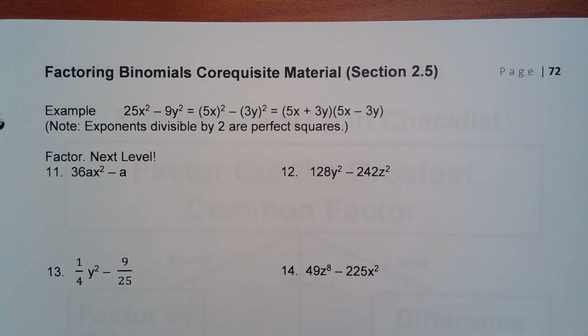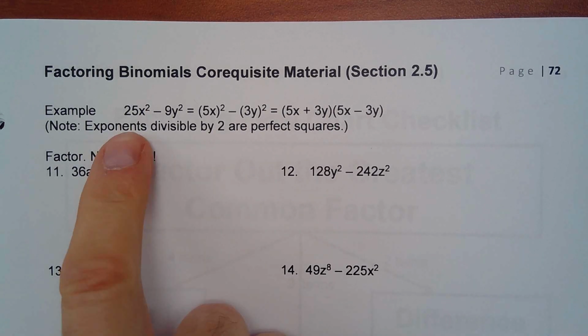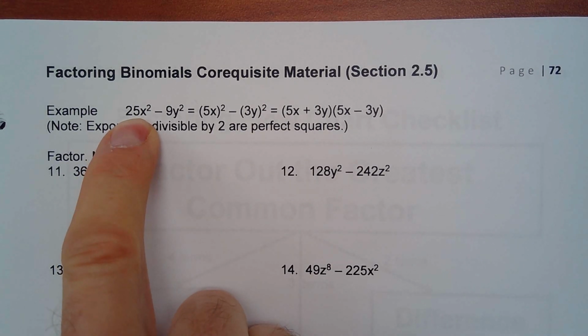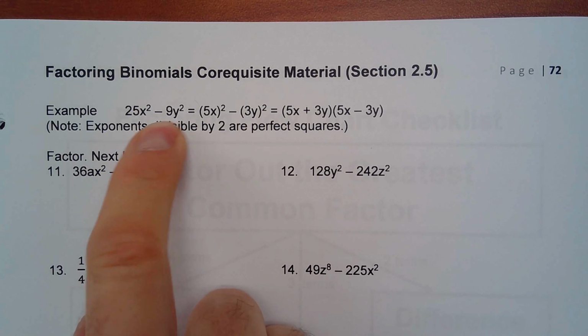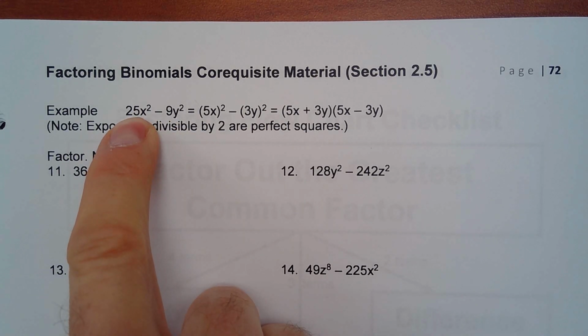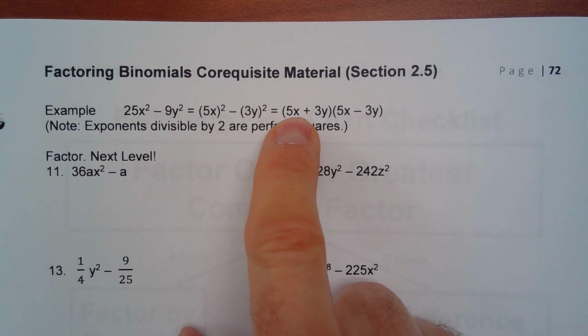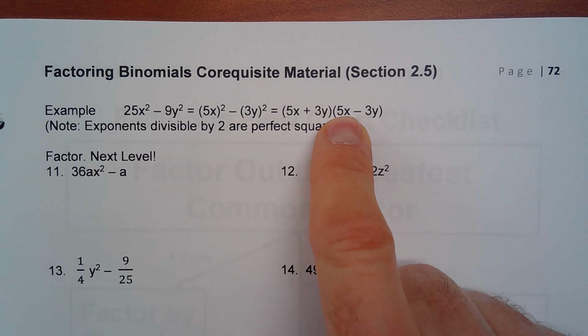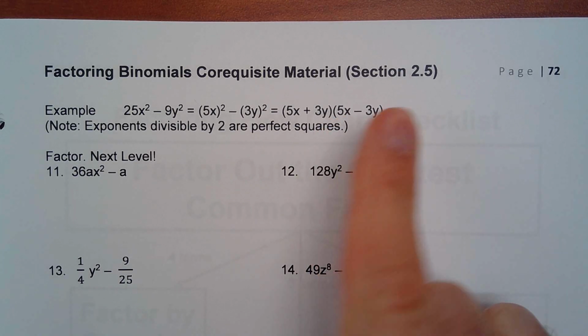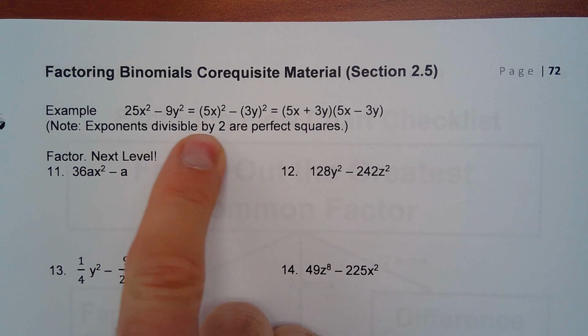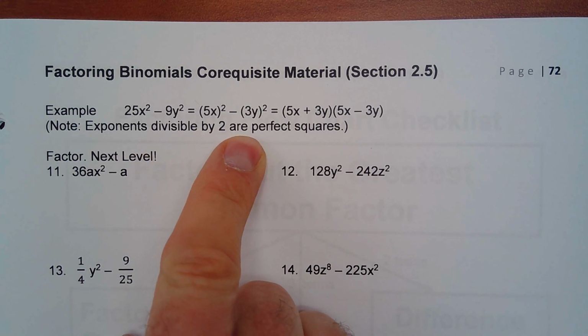So now we're going to do some more complicated factoring binomials using difference of squares. And so like here the example is 25x squared minus 9y squared. They're saying here a is 5x, b is 3y, so we do 5x plus 3y times 5x minus 3y. And just to note that exponents divisible by 2 are perfect squares. So if I have x to the fourth, that's divisible by 2, so x squared and x squared.